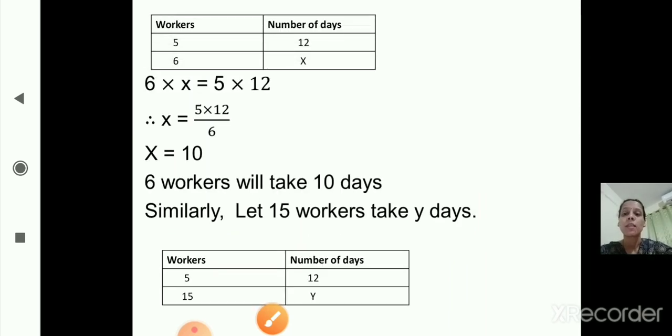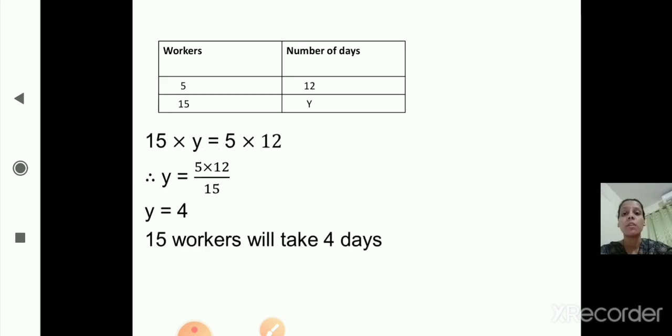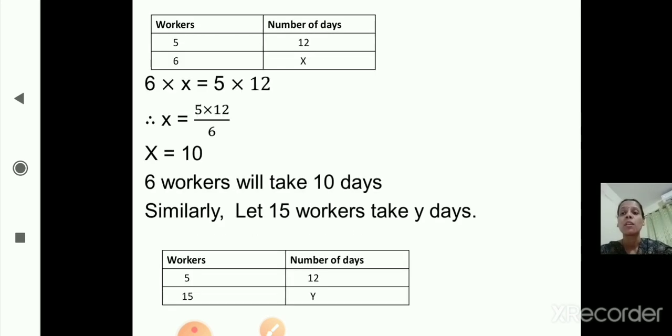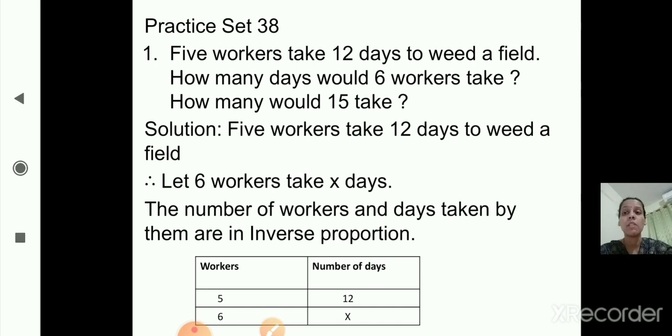Okay. I hope you are clear with this sum. The first one. In the first one, again we will see what is given. The number of workers and the number of days are given. Okay. So for 5 workers, they are taking 12 days to weed a field. So for 6 workers, how many days do they require? X days. Okay. So we will make one table where 5 workers are taking 12 days, 6 workers are taking X days. Now we have to find out for 15 workers.